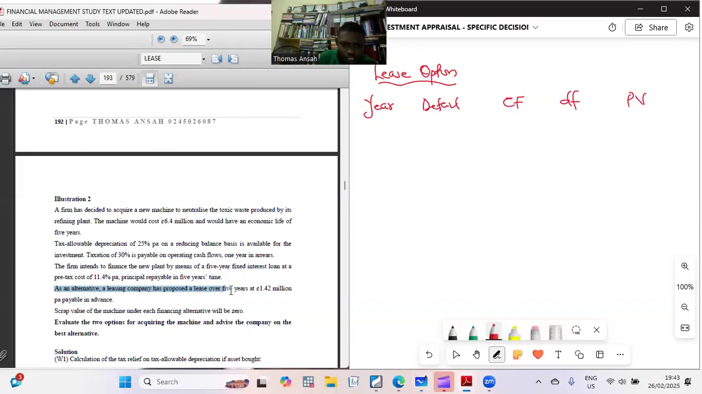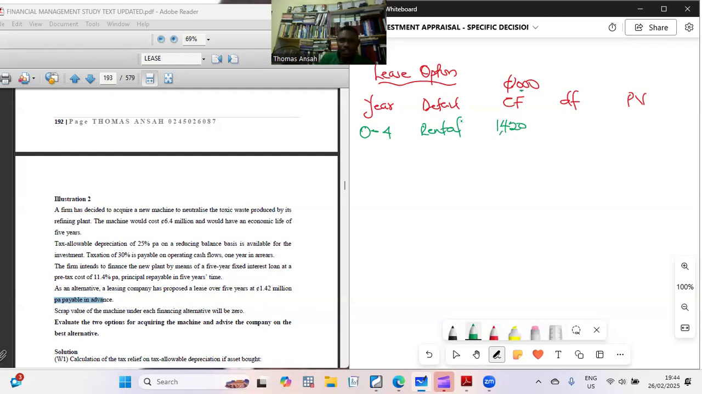Now, what is the lease option? The leasing company has proposed to lease the machine for 5 years at this amount, payable in advance, meaning that you'll be paying 1.42 million. Let me put everything here in thousands. That means it is payable in advance, and here you start from year 0 and end at year 4, which is 5 years. So the detail here is the rent that you are paying, and how much is that? It's 1,420.